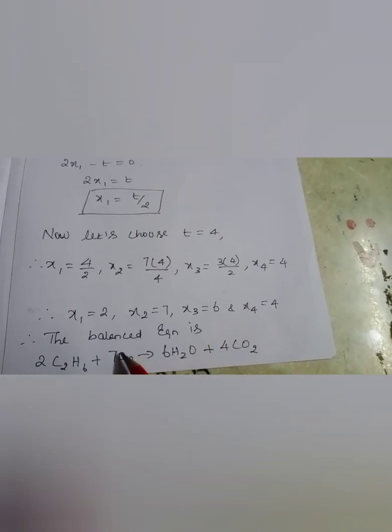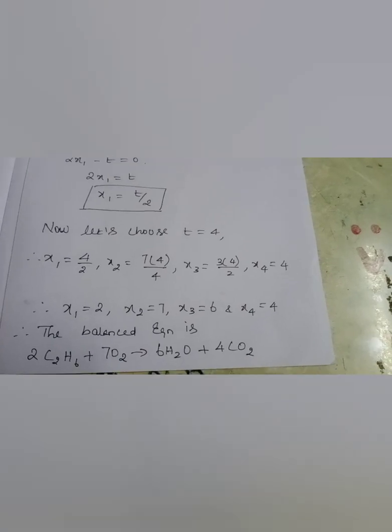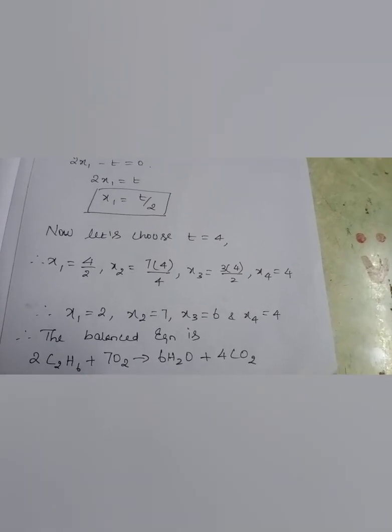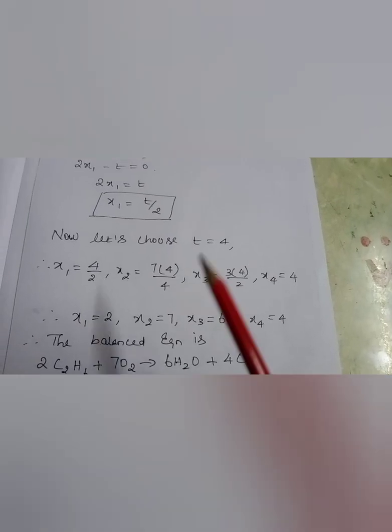So the balanced equation will be, now I will replace the x1, x2, x3 and x4, that is 2C2H6 plus 7O2 gives 6H2O plus 4CO2. So this is how you have to balance the chemical reaction equation using application of matrices.